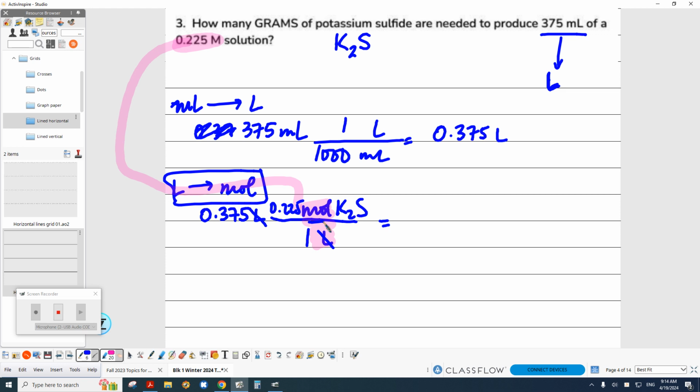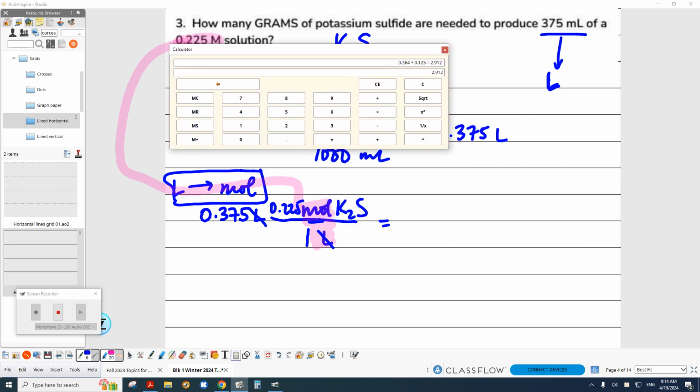And the calculator work is 0.375 times 0.225 divided by 1. And you get 0.08435. Why am I carrying so many digits? I'm carrying so many digits because at the end I can round it to 3. Now if you want to round this, you can certainly round it to 0.0844 moles of K2S. We've now been able to convert from liters to moles.